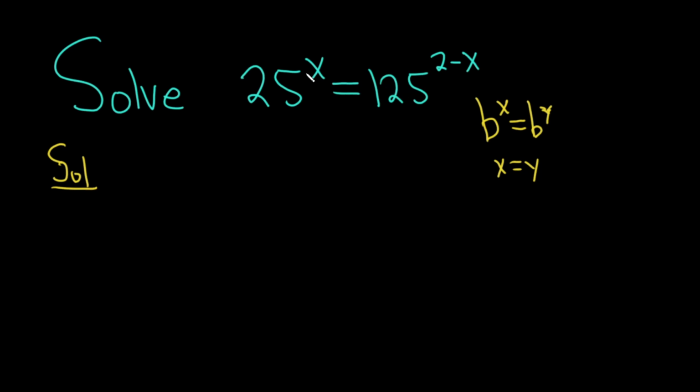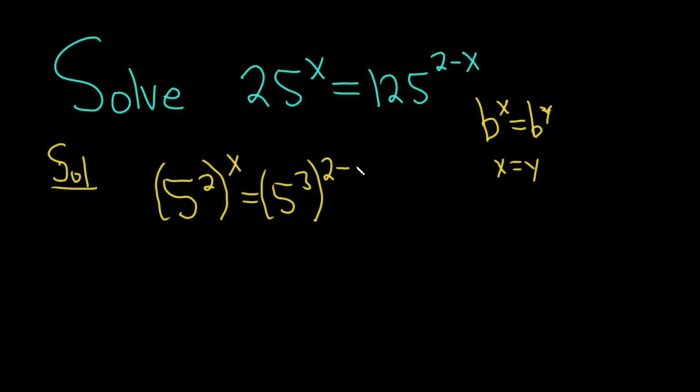So we have to think about a base. Well, 25 is 5 squared. We can write it as 5 squared, parentheses, to the x. And 125 is 5 cubed. So we can write this as 5 cubed to the 2 minus x.